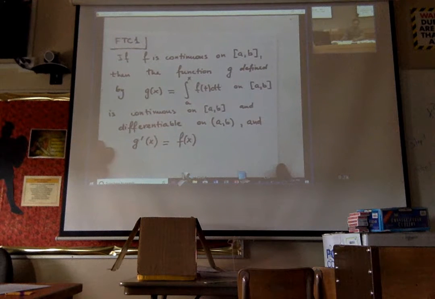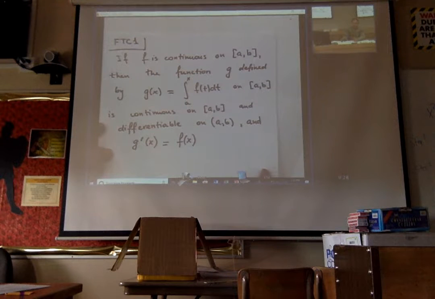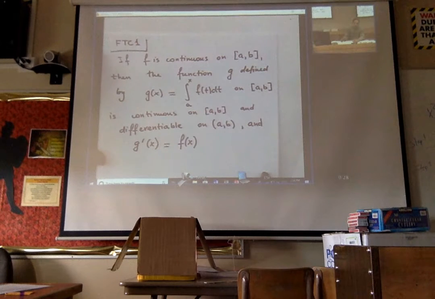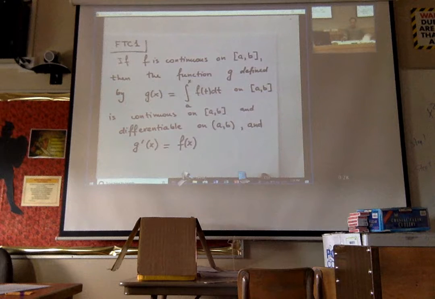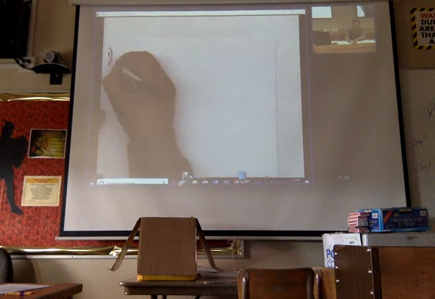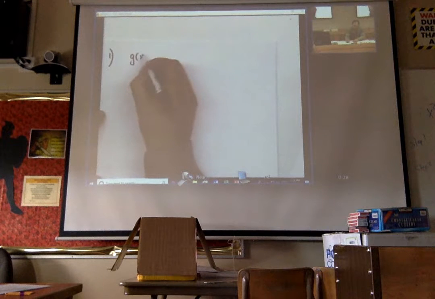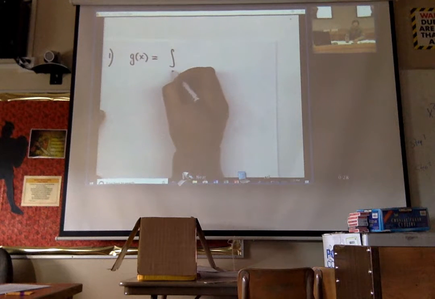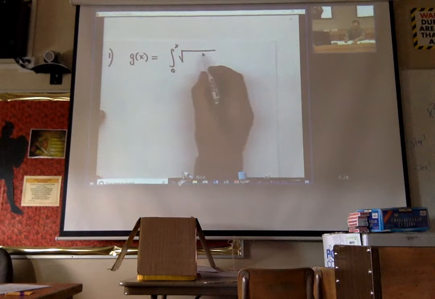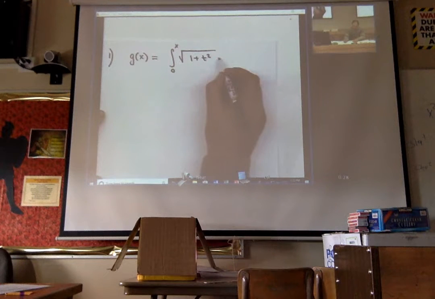So let's take a look at a couple of examples of how this can be done with the first theorem using this concept. You will see these examples related to the first theorem are very simple, but we just need to know the procedure. So let's take a look at the first example. We have the function g of x as the integral from 0 to x of the square root of 1 plus t squared dt.